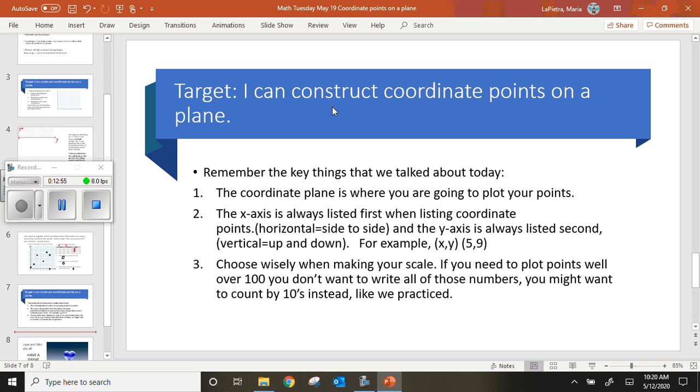This is tricky making a scale, so choose wisely when making your scale. Make it a little easier for yourself to count. You can do it by 2s, you can count by 10s. It all depends on how high you have to count with your numbers. If you need to plot points well over 100, you don't want to write all of those numbers. You might want to count by 10s instead, like we practiced.